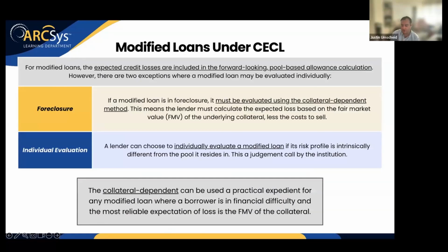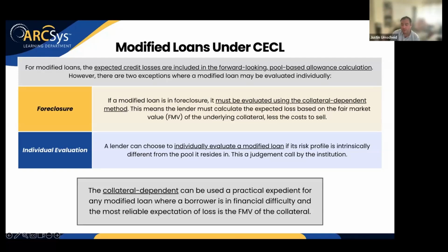Now, talking further about these loans that should potentially be run as collateral dependent or individually evaluated, this goes back to what is in the standard for CECL, right? For any loan that is in foreclosure or reasonably expected to go into foreclosure, the standard requires you run that as collateral dependent. So for modifications, if a modification is made and either the loan is currently in foreclosure or ends up going into foreclosure, that loan should be based off of its fair market value for its expected reserve calculation.